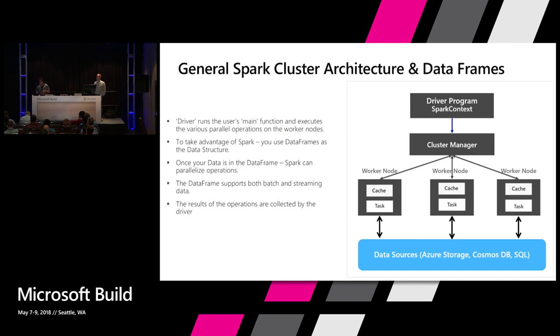A data frame is conceptually a table. Whenever you're reading data into Spark, you can read it from CSV files, you can read it from SQL, you can read it from Cosmos DB, you can read it from many different formats. But you put data in a data frame, and once you put data in a data frame, Spark knows how to parallelize the operations on that data.